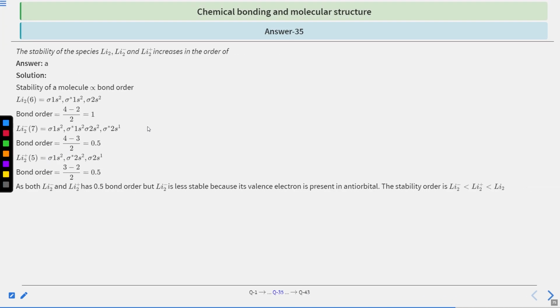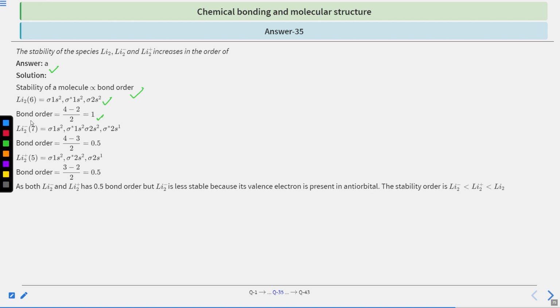Okay, so the correct answer will be option A. The stability of molecule is directly related to the bond order of the molecule. So in Li2, having 6 electrons, this will be the molecular orbital configuration of Li2. If we find out the bond order, it will be 4 minus 2, as 4 electrons are present in the bonding orbital and 2 are present in the anti-bonding orbital. So 4 minus 2 divided by 2, which is coming out as 1.